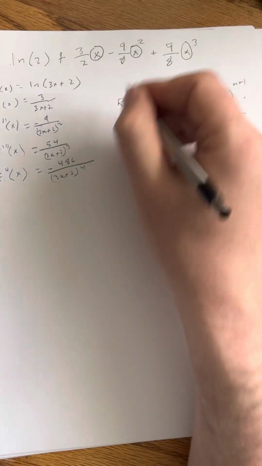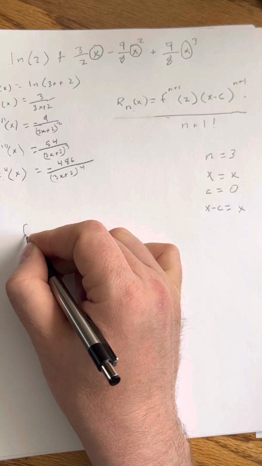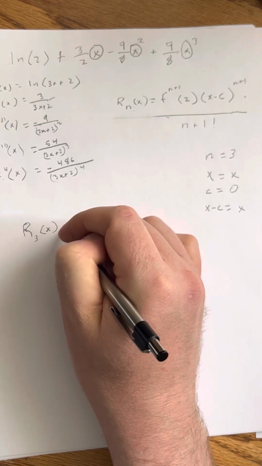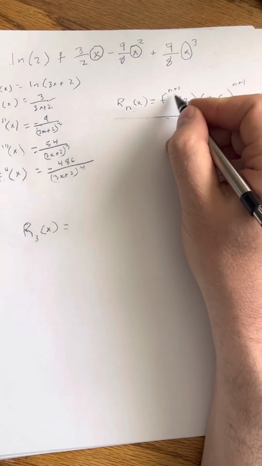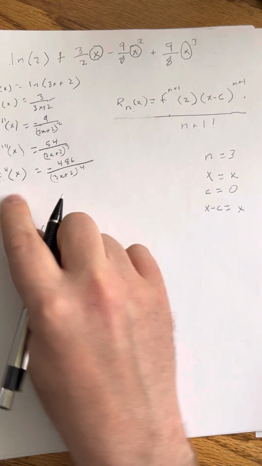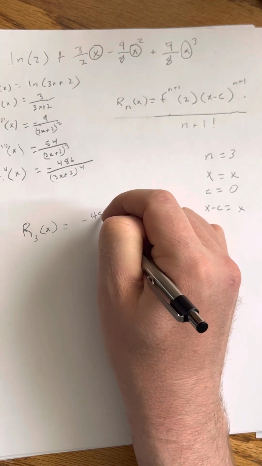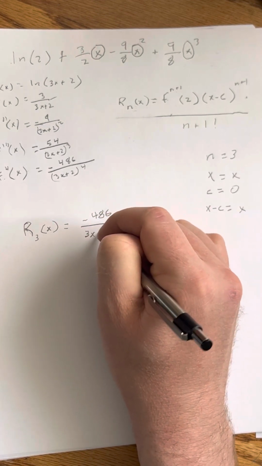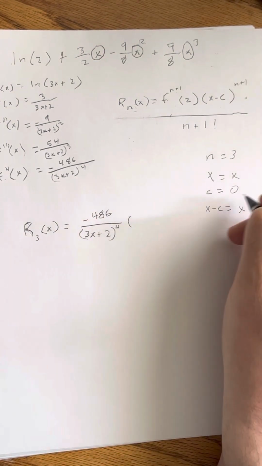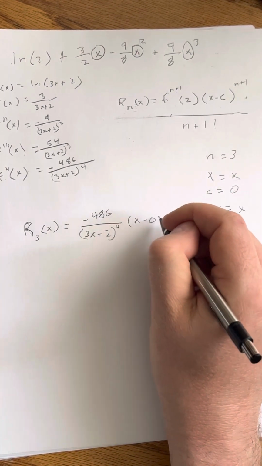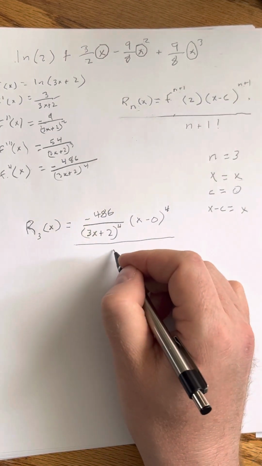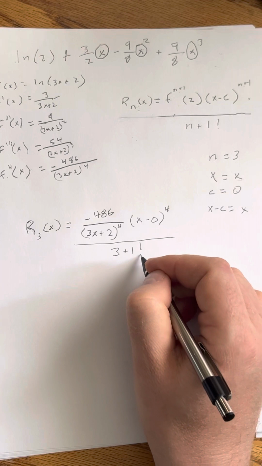Okay, so now let's fill in what we know from our problem up here. So, the remainder at 3 of x is equal to the derivative at n plus 1, so the 4th derivative, negative 486 over 3x plus 2 to the 4th power, times x, which is x, minus c, which is 0, to the 4th power, n plus 1, 3, all over n plus 1 factorial, 3 plus 1 factorial, or 4.